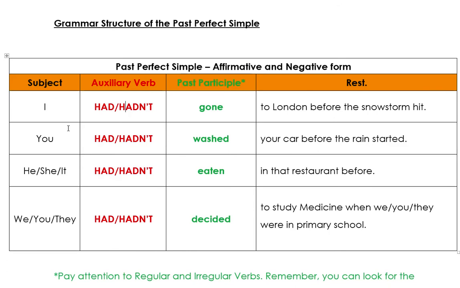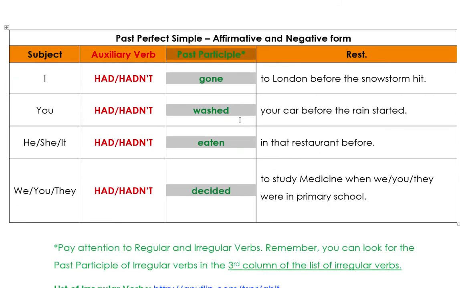Let's take a look at examples. I had gone to London before the snowstorm hit, okay? Another point that is very important is that you have to use the main verb in the past participle, okay? You have to pay attention if the verb that you have to use is regular or irregular.